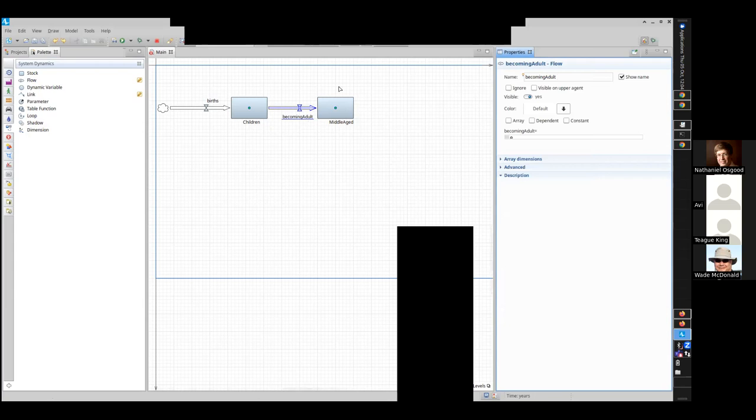Now, for the formula for becoming an adult, if I said 1,000, what would we see? What would happen if I said 1,000? So what is the value of birth? 1,000. What's the value of becoming adult? 1,000. So what's going to happen? What do you think could happen?